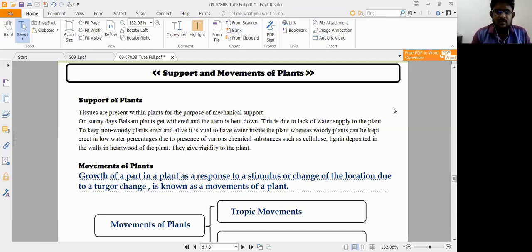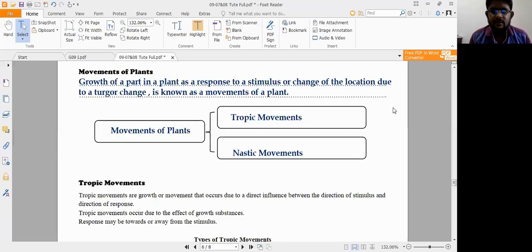So now, for these movements of plants, there are two types. What are the two types? Tropic movements and nastic movements. Two types are there, tropic movements and nastic movements. Tropic movements are the movements of plants due to a stimulus. I'll explain the word stimulus. To understand first, tropic movements are the movements of a plant as a response to a stimulus. Right. These tropic movements may be towards the stimulus or away from the stimulus.